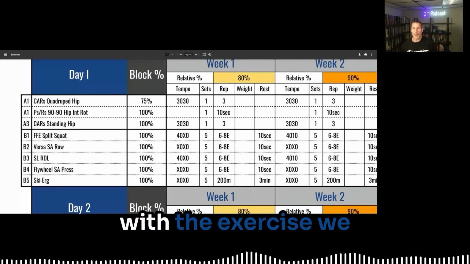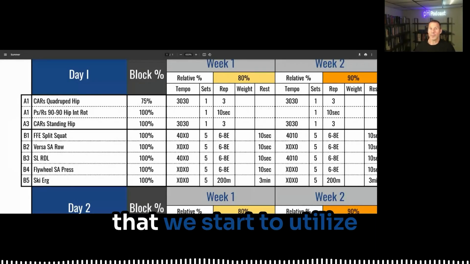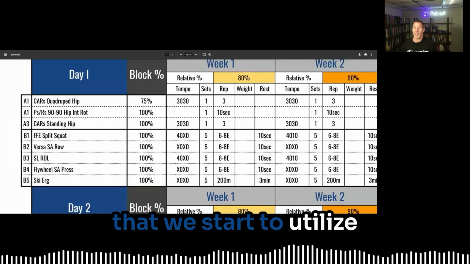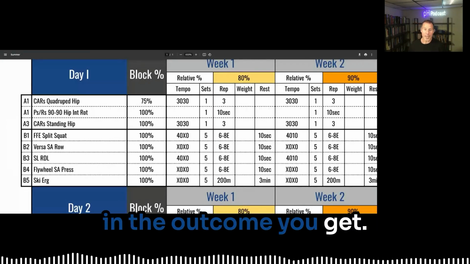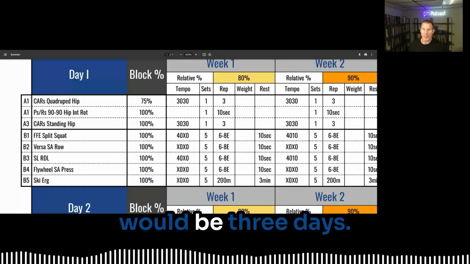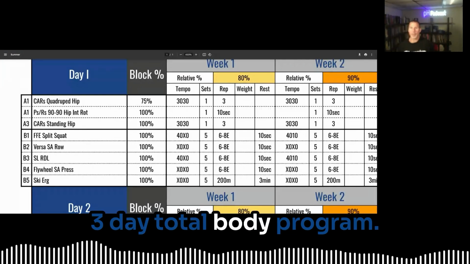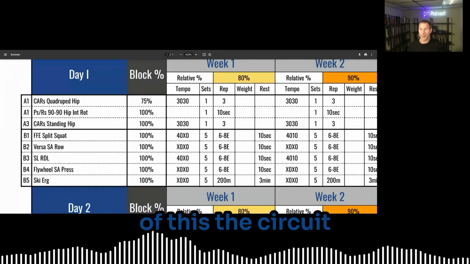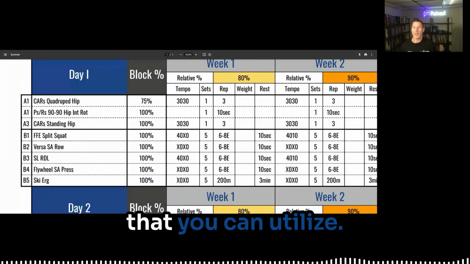So thinking about that, the exercise we choose and the resistance that we start to utilize can make a big difference in the outcome you get. So for instance, today would be a 3 day total body program. I put in the example of this, the circuit that you can utilize.